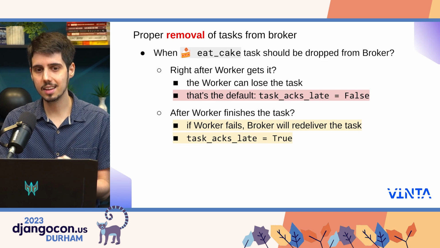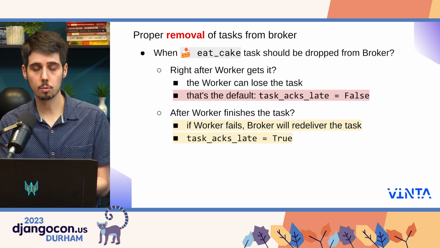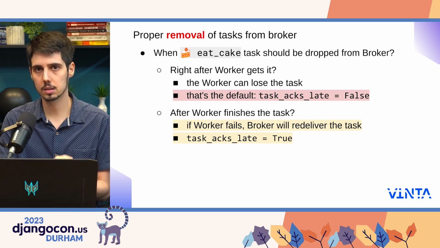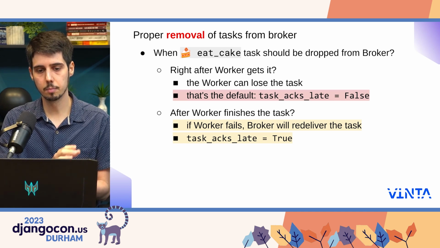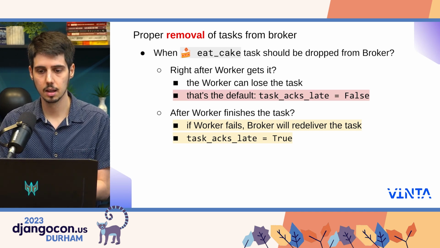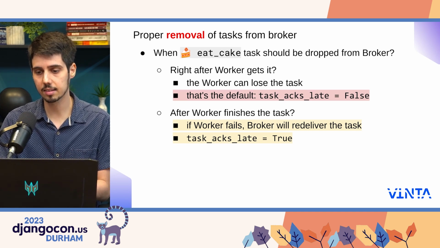Okay, so when should the eat cake task be dropped from the broker? If it's right after the worker gets it, we have the situation that we just described, and that's the default. That's the default behavior of Celery. The broker drops the task right after the worker gets it. And that means task_acks_late false.